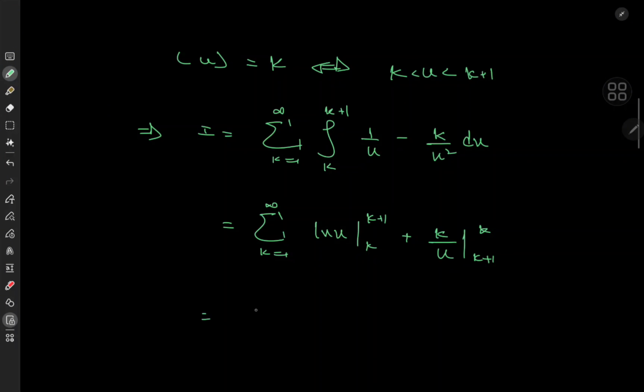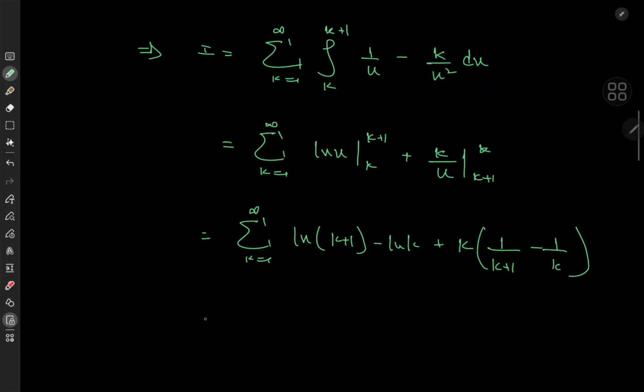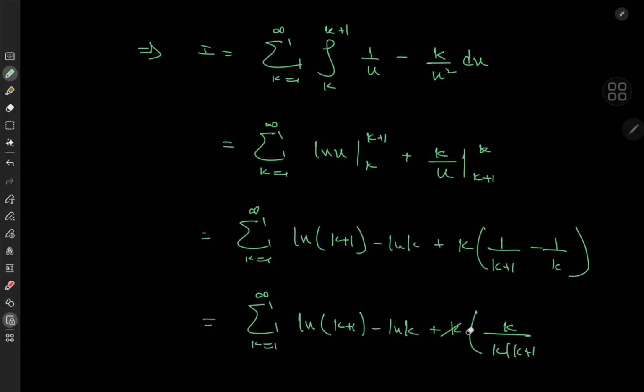Okay, cool. So evaluating this gives us the sum over k from 1 to infinity of log of k plus 1 minus log of k, plus k times 1 over k plus 1 minus 1 over k. And some simplification looks to be in order. We have the sum over k from 1 to infinity of log of k plus 1 minus log k, plus k times k minus k plus 1, so that just cancels out, and we're left with k over k times k plus 1, but that cancels out again. So we are left with 1 over k plus 1.